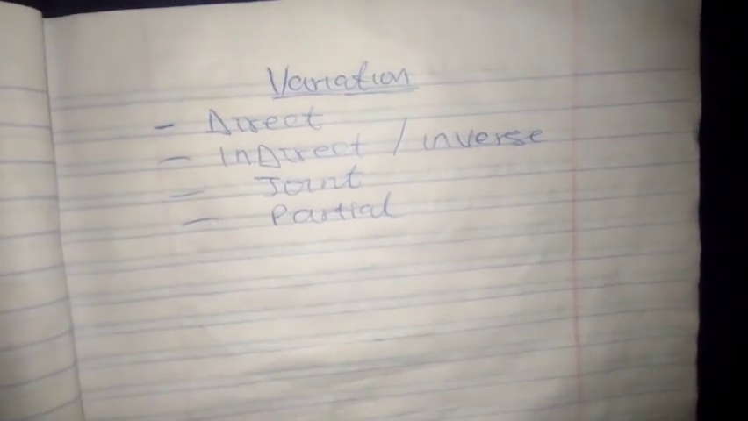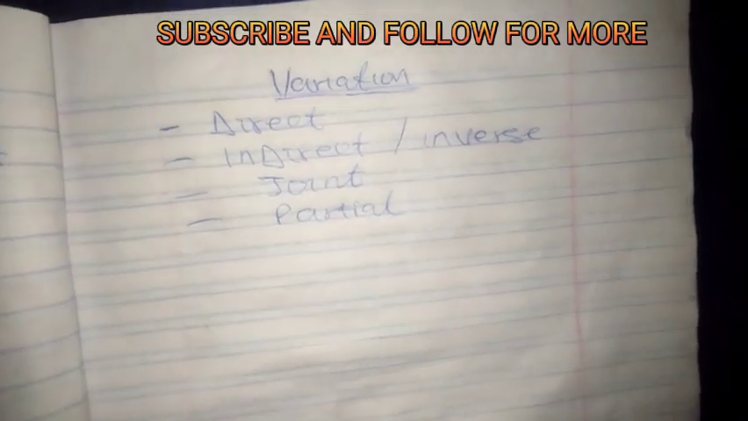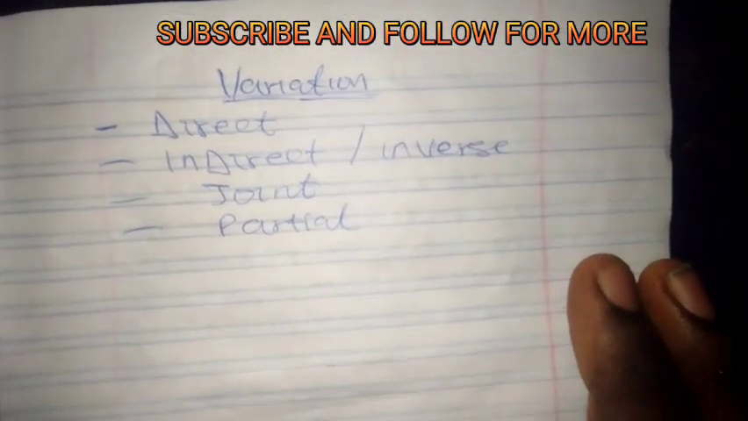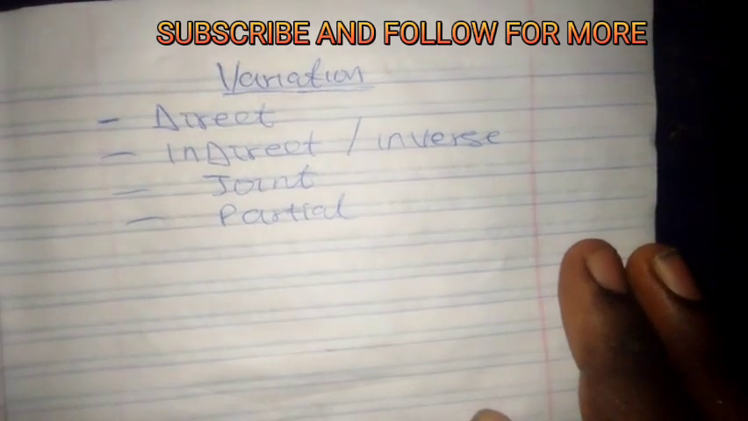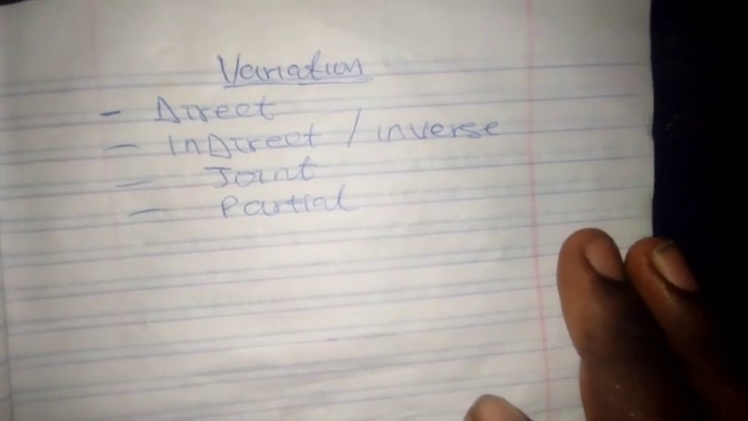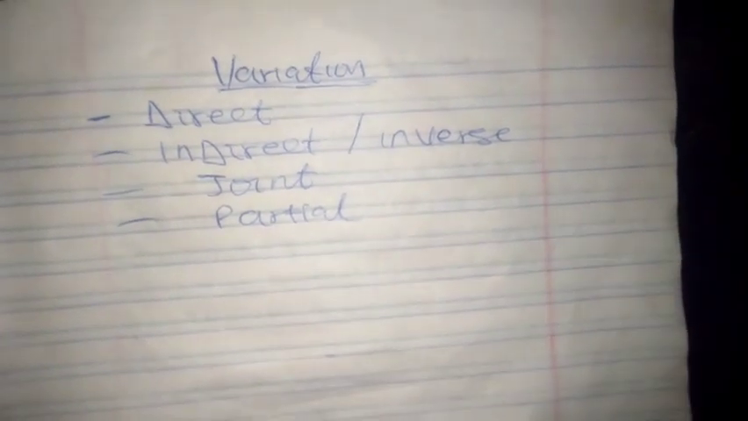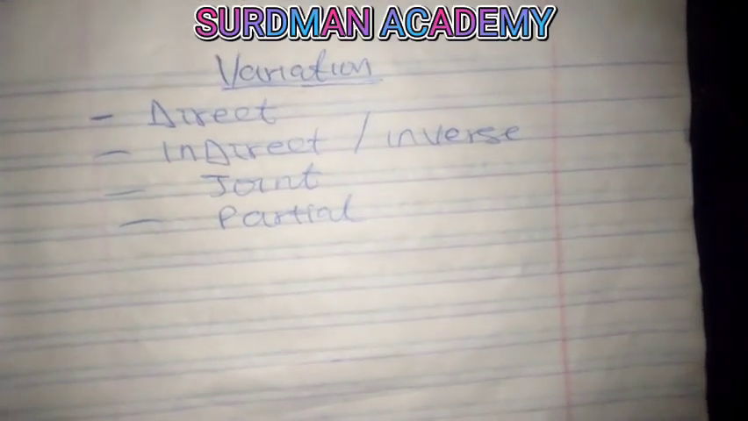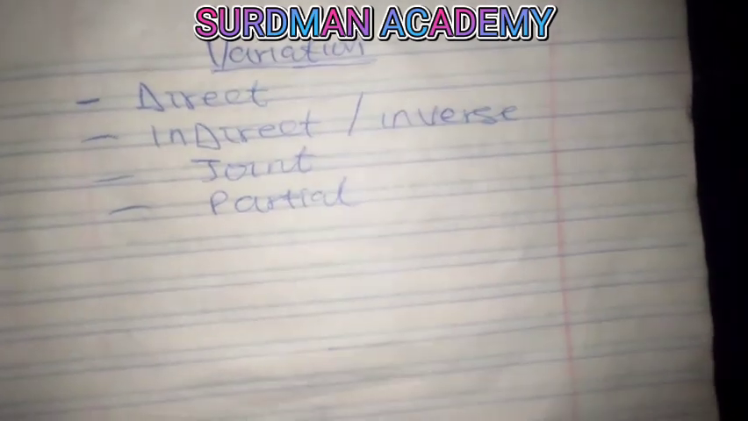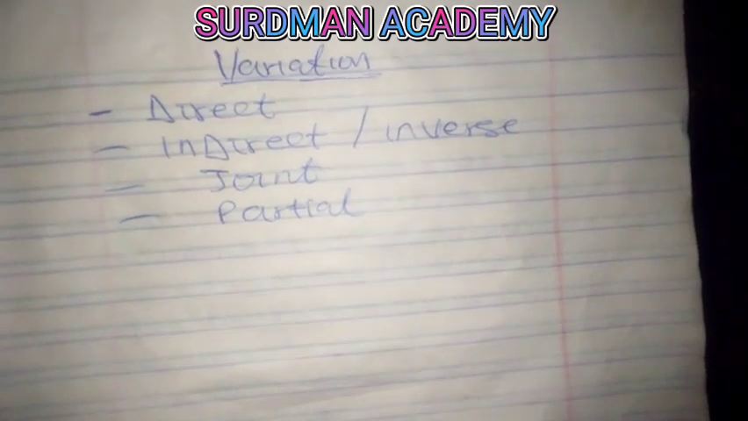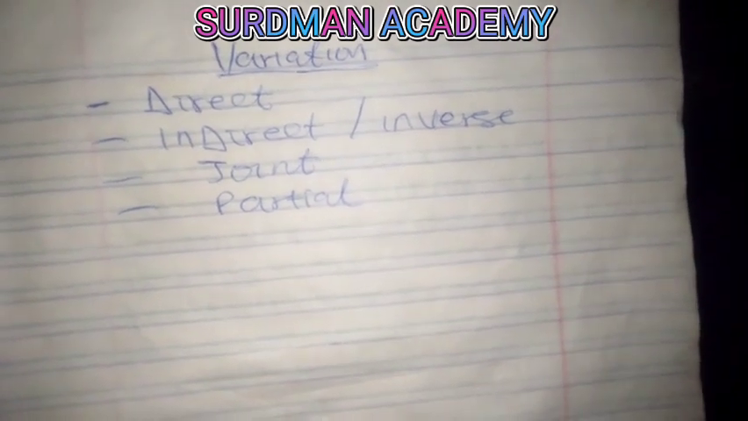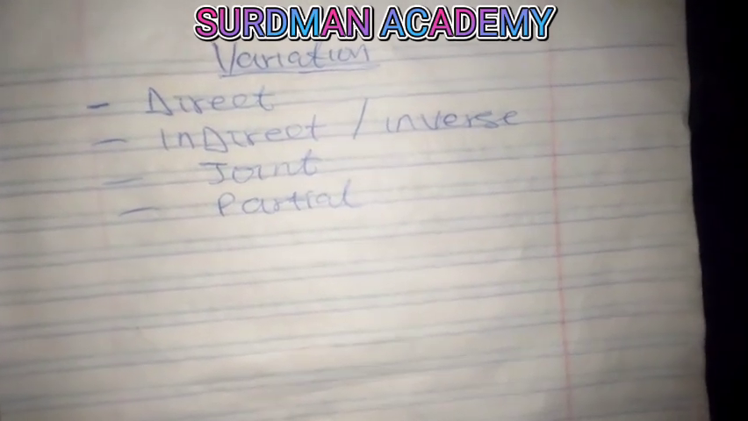So today, we are dealing with variation. Variation is used to describe the relationship that exists between two quantities. Under variation, we have types of variation: direct variation, indirect or inverse variation, joint variation, and partial variation. Today we'll be going on direct variation.